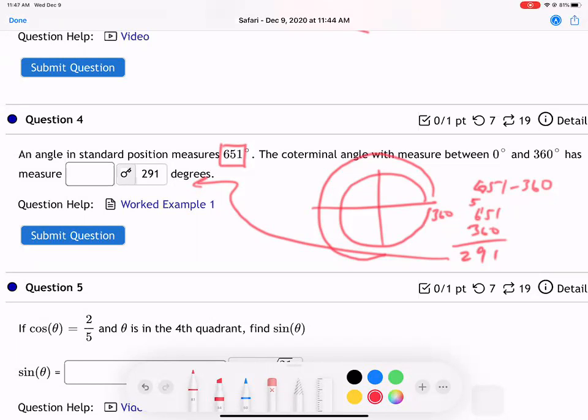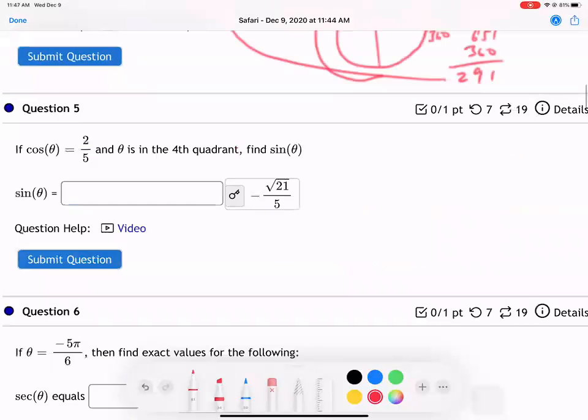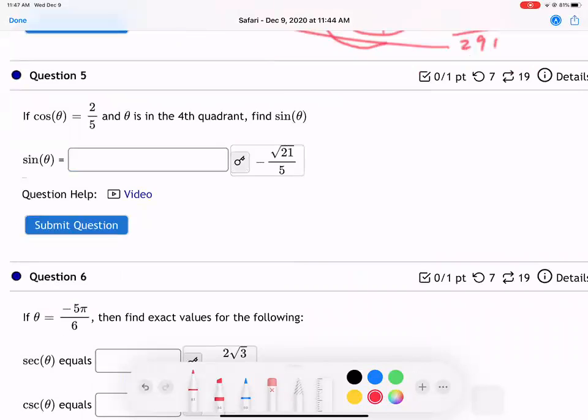Okay, let's go ahead and move on. If cosine theta is 2 over 5 in quadrant 4. So with these types of questions, if you try doing this on a calculator, sure, you can do it. But that's not the goal of these types of questions. These questions are to set up the problems not using a calculator. And if you give me some decimal answer, I know you used the calculator.